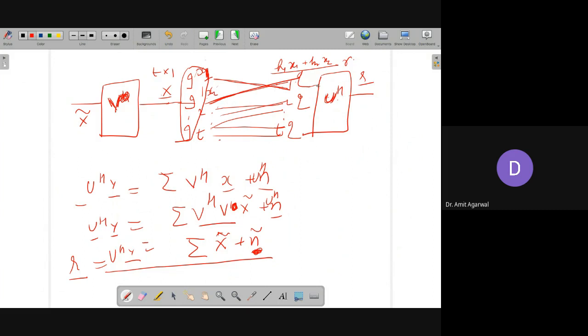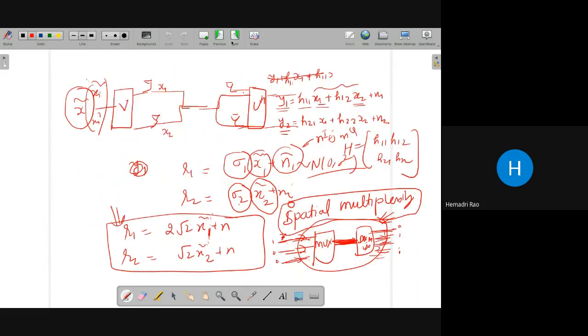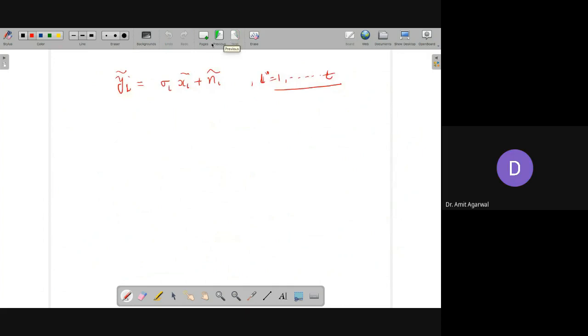Even if your R is not equal to T, if you are using this type of setup and doing the SVD concept, with pre-processing and post-processing, and you are sending two streams, you will receive two streams only. Is this making you confused, or are you clear? Because the processing is done like that. Just do one example, then you will understand.